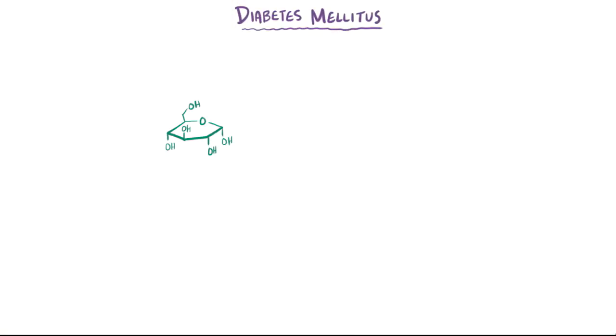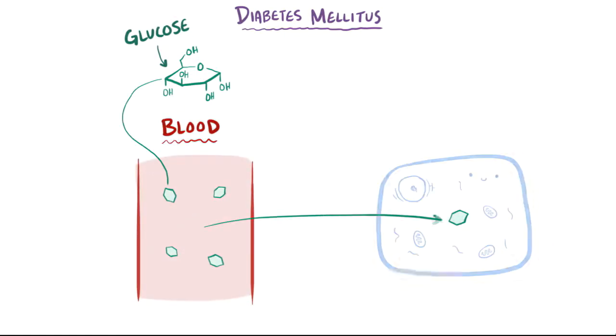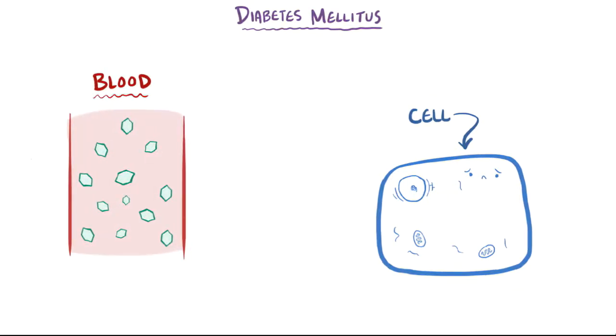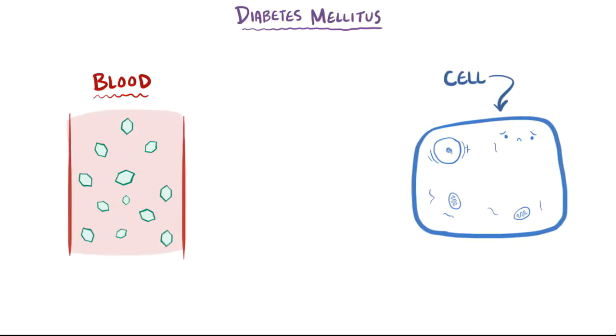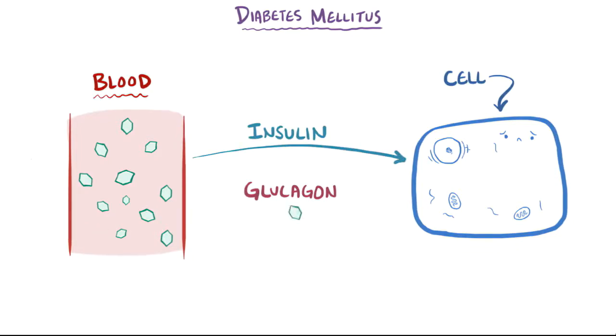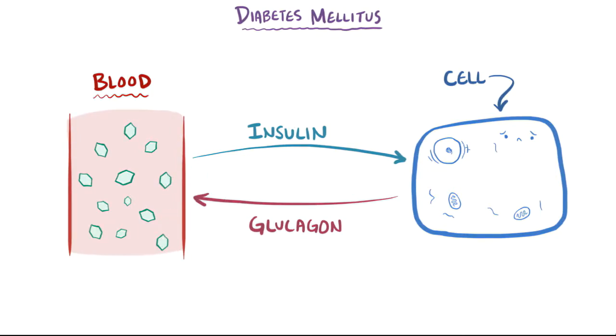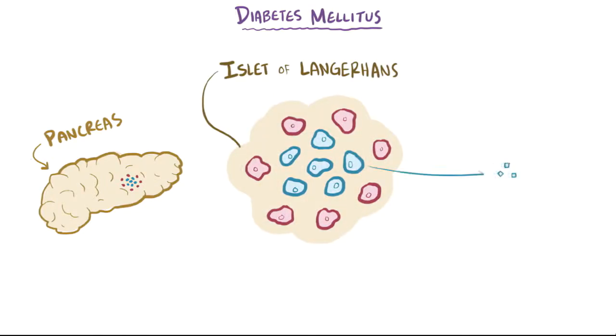In diabetes mellitus, your body has trouble moving glucose, a type of sugar, from your blood into your cells. This leads to a high level of glucose in your blood and not enough in your cells. In general, the body controls the blood glucose level with two hormones, insulin and glucagon. Insulin is used to reduce blood glucose level, and glucagon is used to increase it. Both of these hormones are produced by the pancreas.